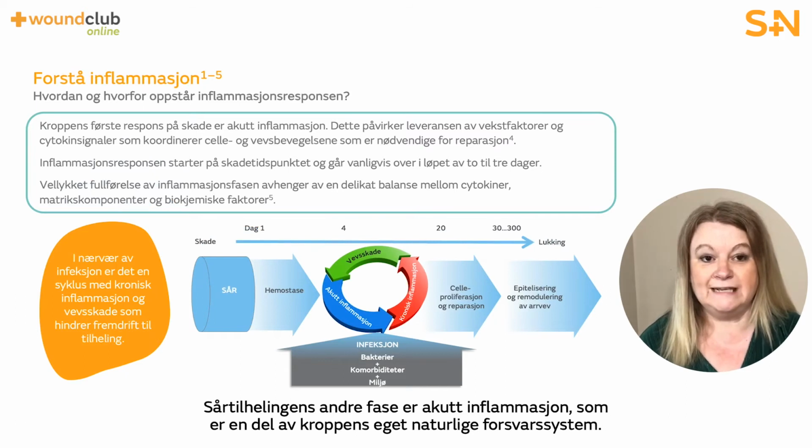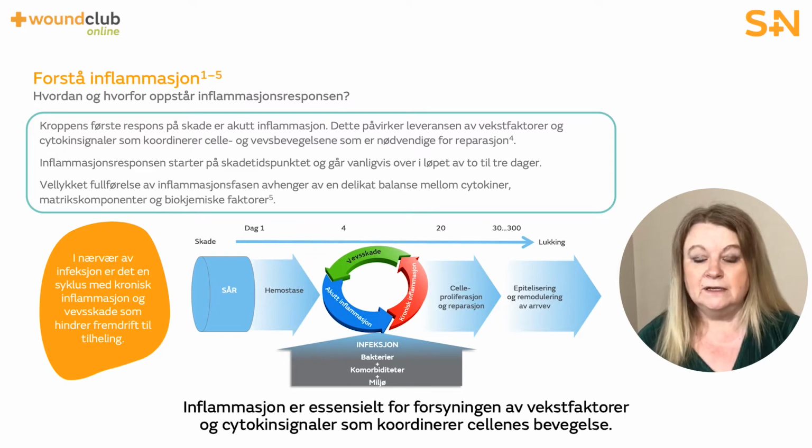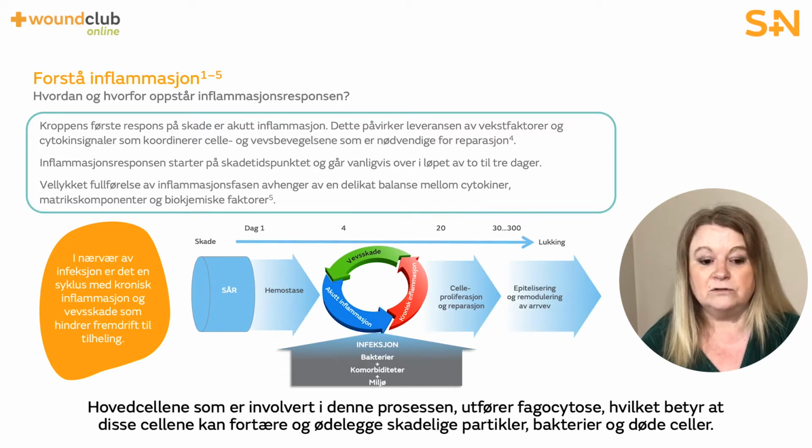The second phase of wound healing is acute inflammation, which is part of the body's own natural defense system. It starts at the time of injury and normally resolves within 2 to 3 days. Inflammation is crucial in supplying growth factors and cytokine signals that coordinate the movement of cells. Once the bleeding has stopped, the blood vessels within the wound dilate. This allows fluid to carry the cells that are needed for the wound healing process. The main cells involved in the process perform phagocytosis, which means that these cells can ingest and destroy harmful particles, bacteria, and dead cells.